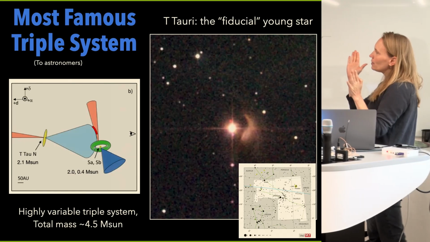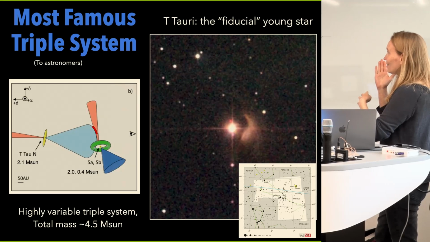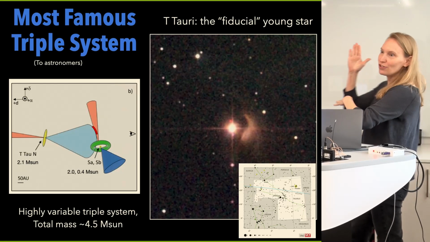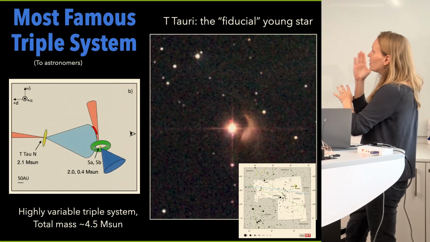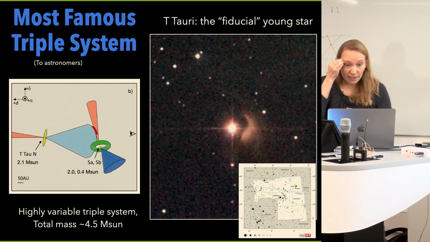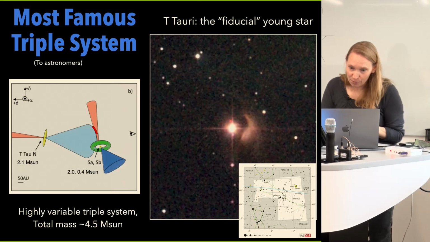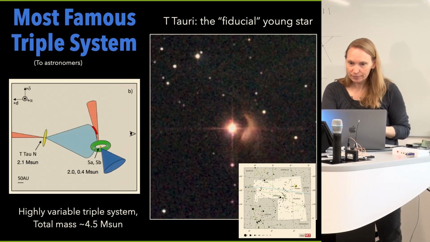You'll also notice in this diagram of T Tauri, it's showing the disks and outflow orientations, and you can see that they are not aligned. So there's definitely some interesting dynamics happening in this triple star system. And T Tauri is associated with, or at least nearby, the Taurus constellation.